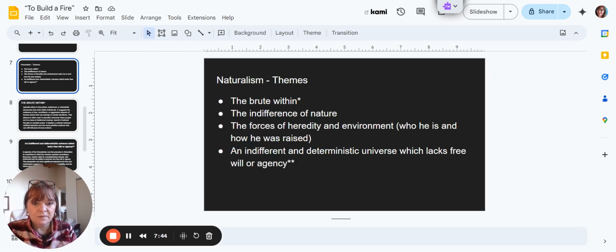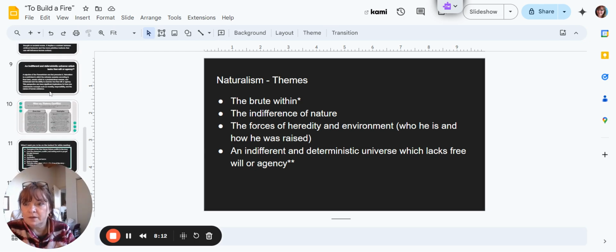Another theme in naturalism is this indifference of nature, where nature doesn't care about you. Nature is nature. Don't underestimate it. Don't try to fool it. It doesn't care about you. It also deals with the forces of heredity versus environment, so who a person is and how a person is raised. And then this indifferent and deterministic universe, which lacks free will or agency.